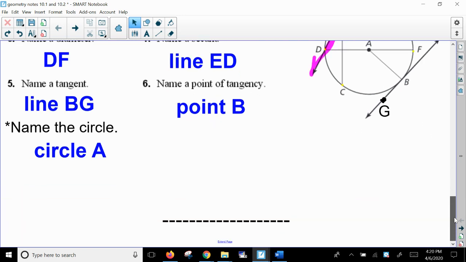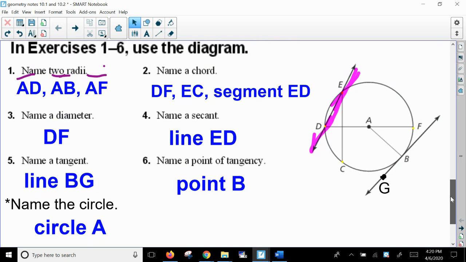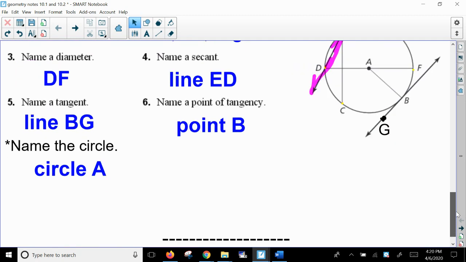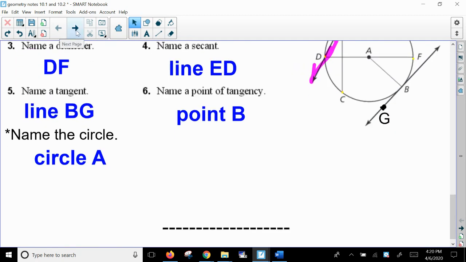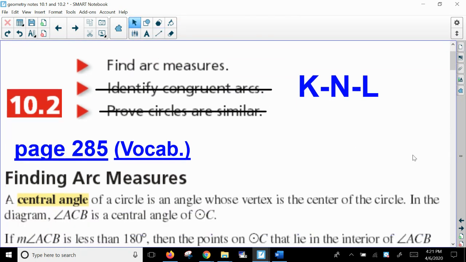Okay? How we doing? Got any questions? Please send them to me on Google Classroom, and I will definitely answer. Let's move on. Section 10.2. In this section, we are finding arc measures of a circle. We're not really identifying congruent arcs. Let me cross that out. We're not doing that. Okay?